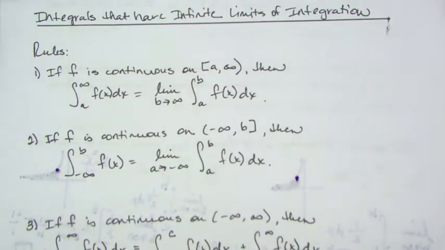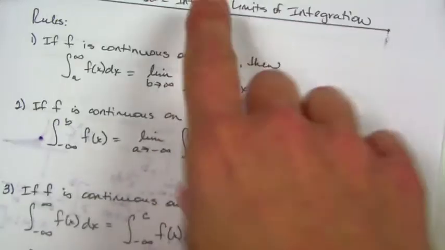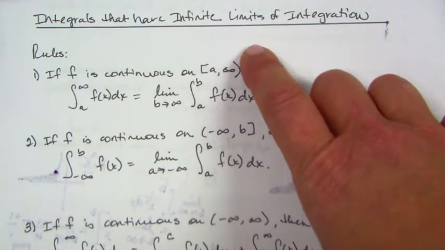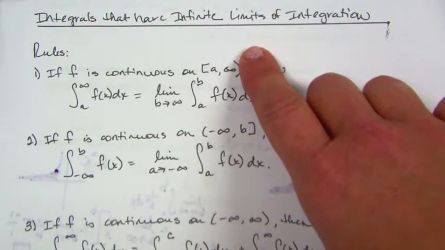Okay, so here's the second type of improper integral. The first type of improper integral was where your limits of integration were infinity or negative infinity. Actually, sorry, these are the rules for that. This is what we just did, if you turn the page. Integrals that have infinite limits of integration. This is the first type of improper integral. And what I did was summarize for you what we just did.